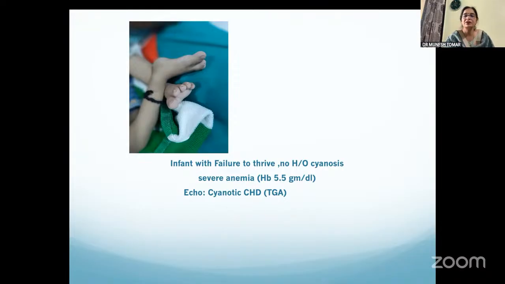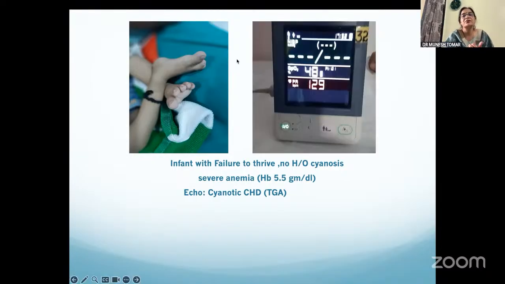The main complaint was his weight was 5 kg at 1 year. There was no history of cyanosis. Other symptoms were there. Mother said baby is tachypneic, not able to take feed properly, but there was no history of cyanosis. And this was my echo. It was the transposition of great vessels, and this was the saturation.